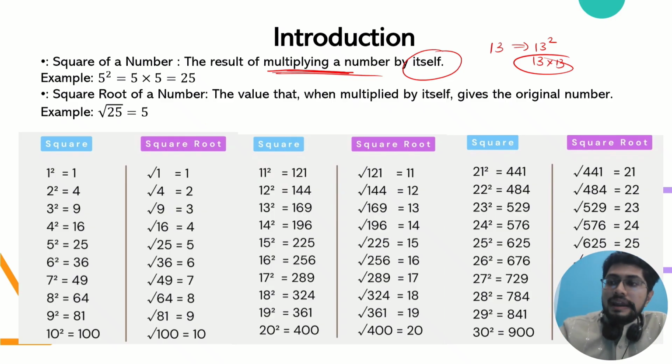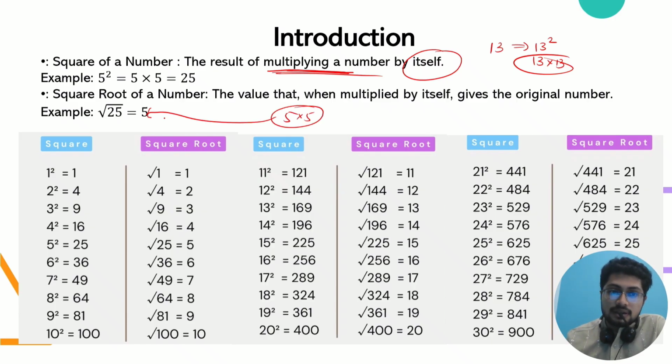Am I clear? And what is square root? Square root of a number: the value that when multiplied by itself gives the original number. So 5 multiplied by 5 will give you 25. Or you can remember this thing by such a simple phenomenon that if I am having 25, with which two numbers I have multiplied to get 25, so it's 5.